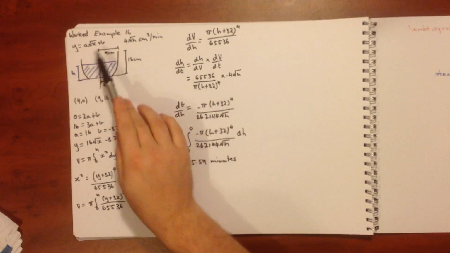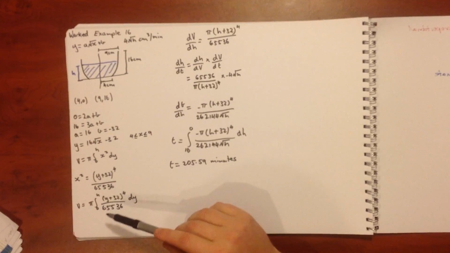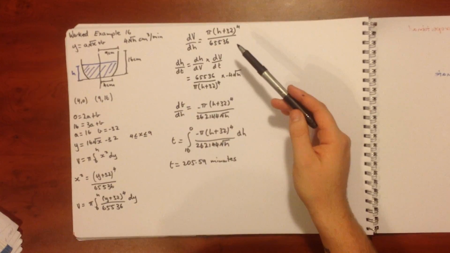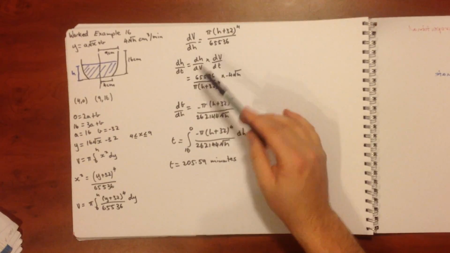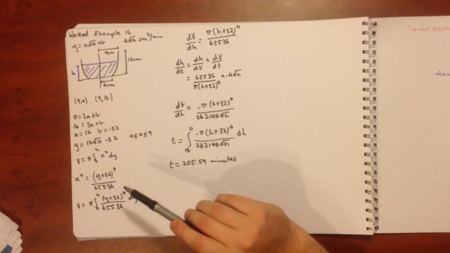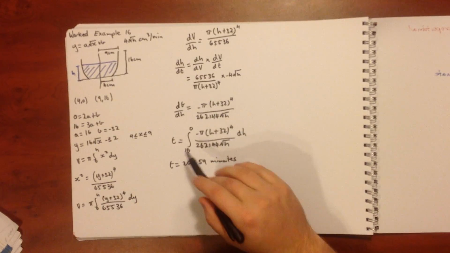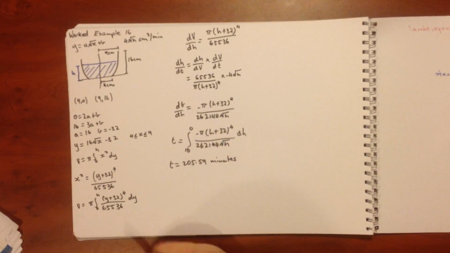Okay, so we've gone through, we've worked out what our equation is. We found out what our volume was, integrated that with respect to the height. And then we've also had our dV/dt, set up our chain rule to get our dh/dt, inverted it to get our dt/dh, and then we've integrated that to get back to our t. Okay, so a little bit to it.